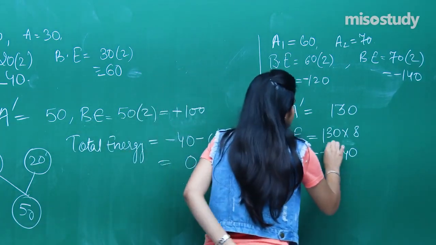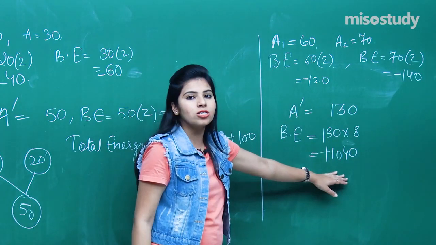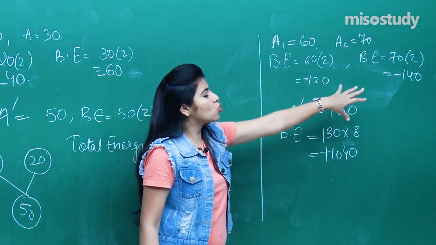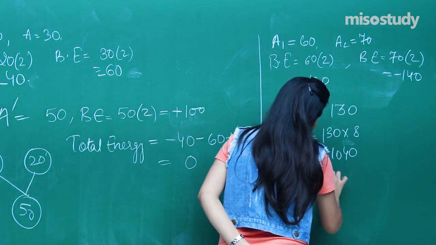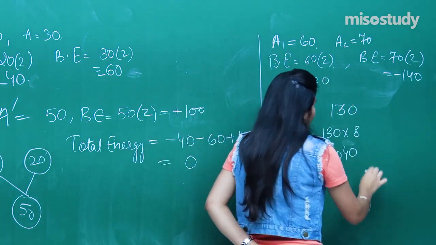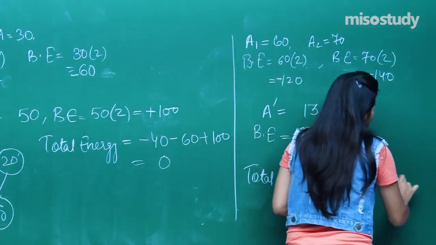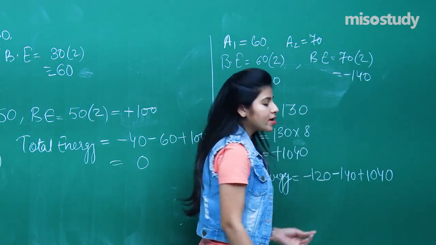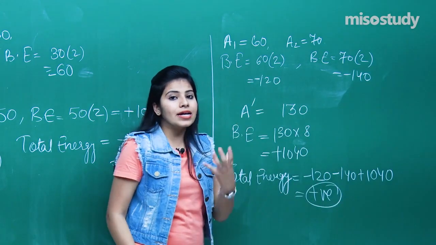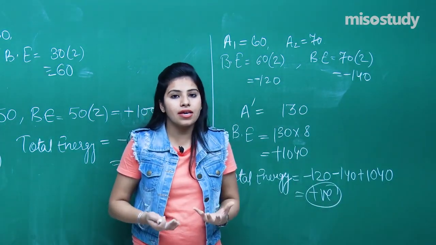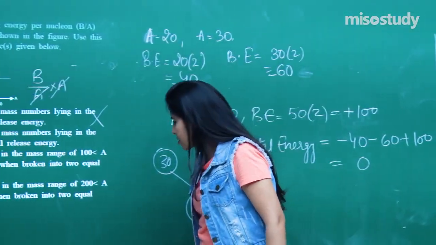So this is positive. Now you can see here, since its binding energy is positive, if you are going to combine these, the final energy will be what? Minus 120 minus 140 plus 1040. So definitely it will come out to be positive. So that means energy is being released in this case. So this must be the correct option. Let me just put a correct mark over here.